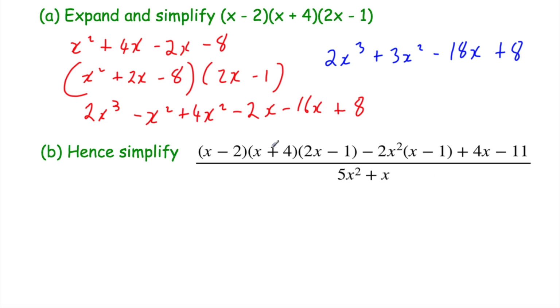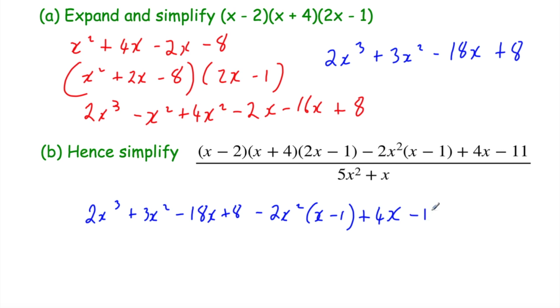Okay, so the first thing I'm going to do is substitute all this in for the three brackets. So replace this part with this. So that would give us 2x cubed plus 3x squared minus 18x plus 8. I'm making my writing a bit smaller because we might need a bit of room. Actually, let's just write the rest of the expression. So minus 2x squared bracket x minus 1 close brackets plus 4x minus 11 all over 5x squared plus x. Okay, so we've just replaced those three brackets with what we got in part A.